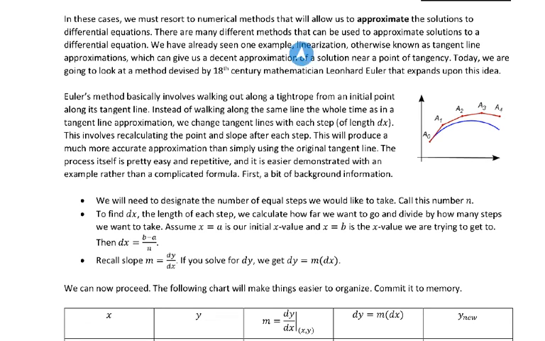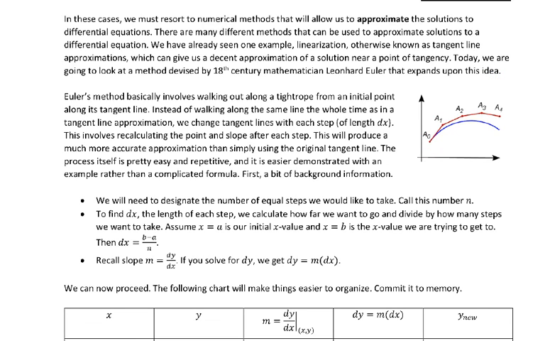And last year you guys went over something called linearization, also known as tangent line approximations. And that can give us a decent approximation, but obviously it gets worse the further from that point we get. Today we're going to look at a method devised by Euler in the 18th century that expands upon this idea of a tangent line approximation.